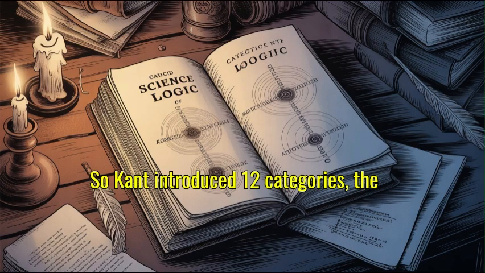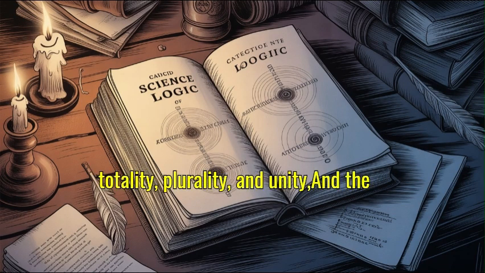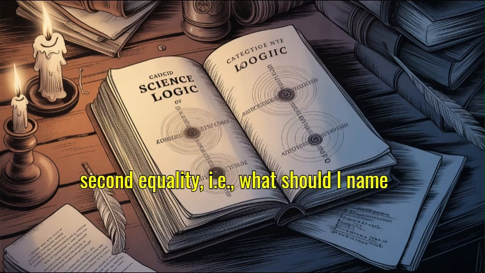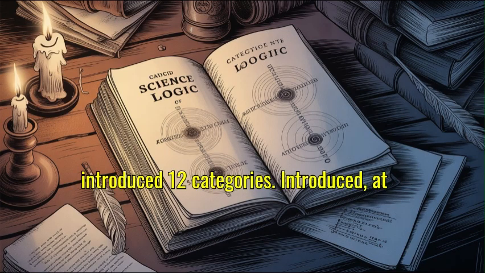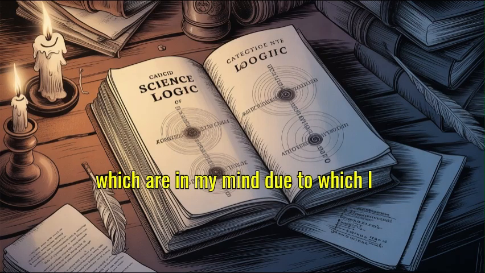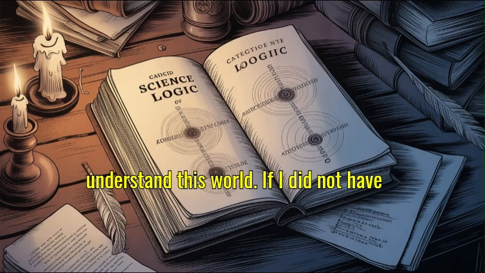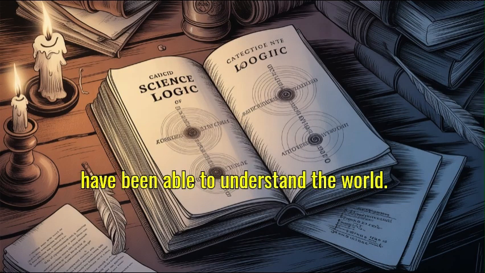So Kant introduced 12 categories. The first of quantity, which includes totality, plurality, and unity, and the second of quality. I mean to say that Kant introduced 12 categories. He said, these are the 12 categories which are in my mind due to which I understand this world. If I did not have those categories in my mind, I would not have been able to understand the world.